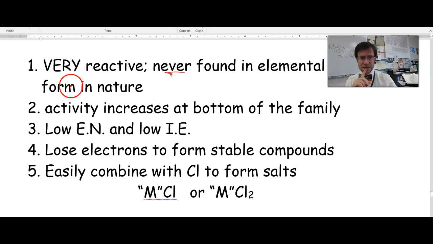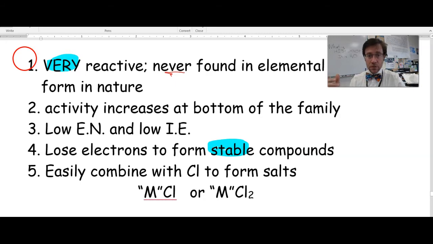However, I'm going to jump down to this one here: even though they're very reactive, once they react, they make incredibly stable compounds. The reason being that once they get rid of that one or two outside electrons, they have 8 valence electrons and they are dead solid stable, and they don't want their valence electrons back, because they can barely hold on to them, right? And again, it's all because of the radius.